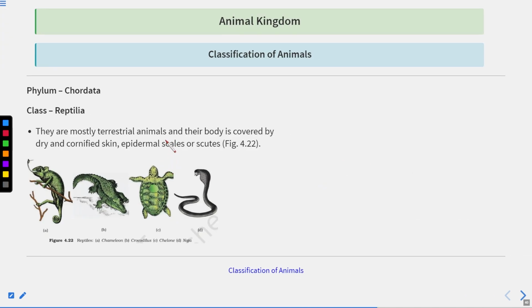They are mostly terrestrial animals and their body is covered by dry and cornified skin, called epidermal scales or scutes. So whether you see this chameleon or this crocodile or this turtle or this snake, they all have their body covered with the epidermal scales, that is called scutes.